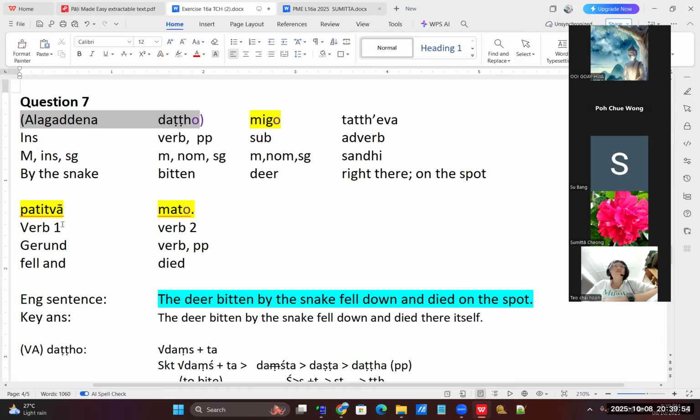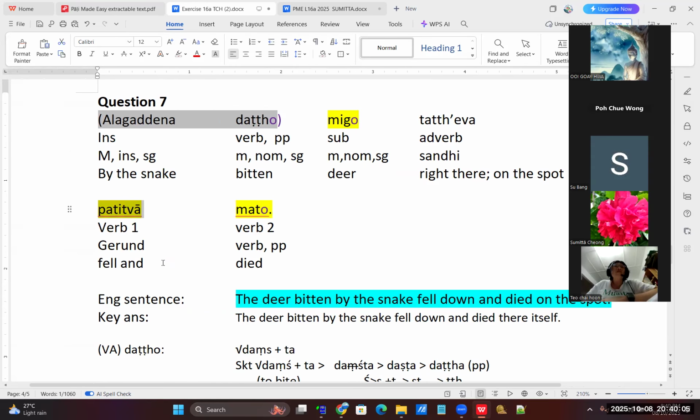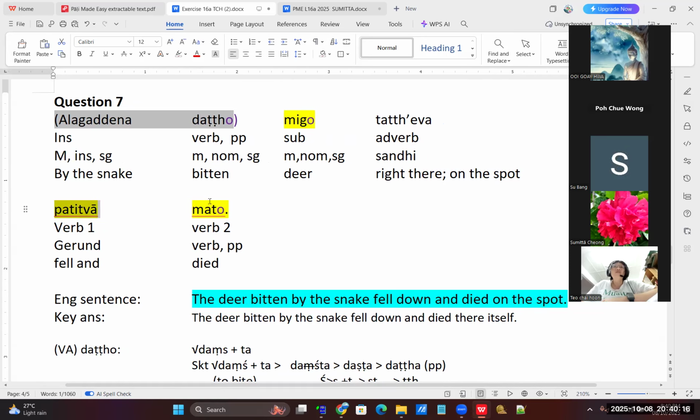So, how many verbs does it have? You have gerund 1, gerund 2. So, gerund 1 and past participle. Now, here you see, gerund means that the action happened first. Since this is a past participle or past tense, we can translate fell. So fell down and died. Now this migo is not finished yet, so it's actually explained by the dato aligatena. So it's bitten. What kind of deer? The deer that was bitten by the snake. So action 1, fell down, and died too. So this is actually quite straightforward.